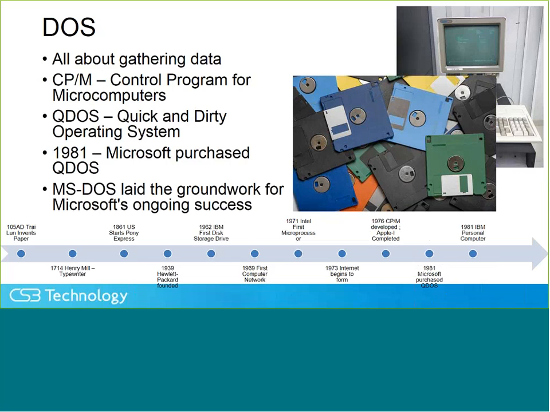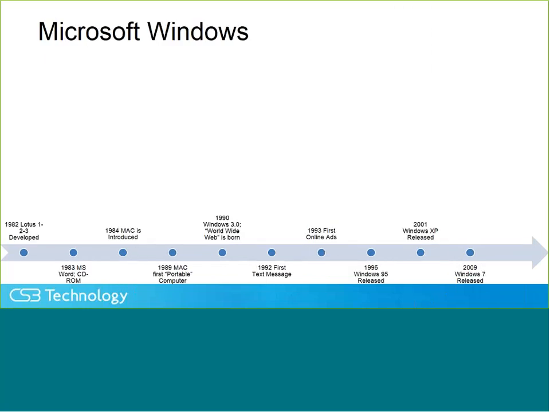So MS-DOS really laid the groundwork for Microsoft's ongoing success. It really, really for the personal computer market was a huge deal. And you can see down in 1981, that's also when the IBM personal computer was released. So from DOS, we go forward in time to Microsoft Windows. So you see down there at the bottom again, the timeline changes every slide, but 1982, that's when Lotus 123 was developed. I'm sure that a lot of you remember that and used it.